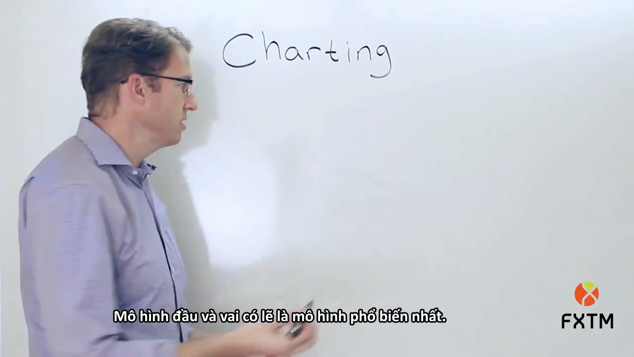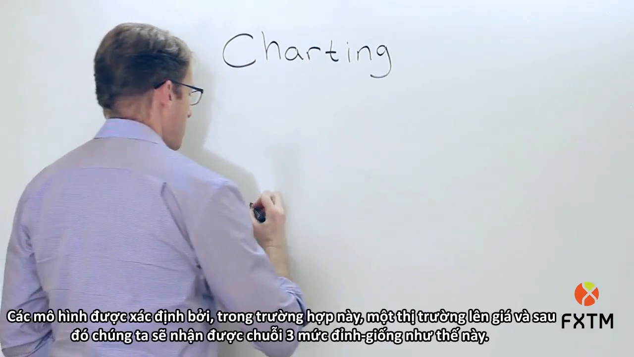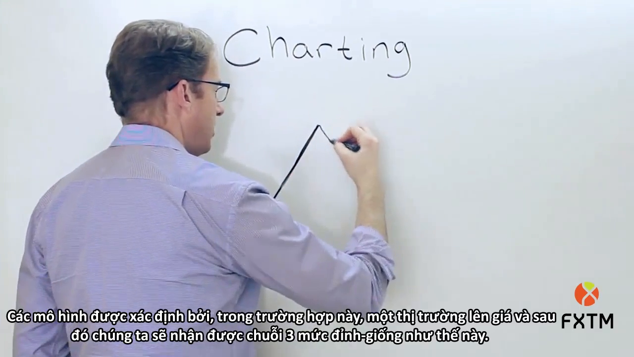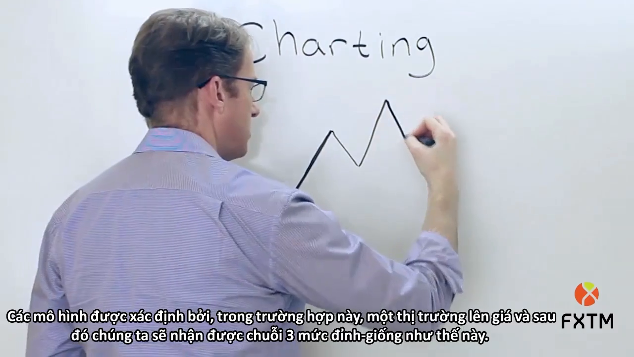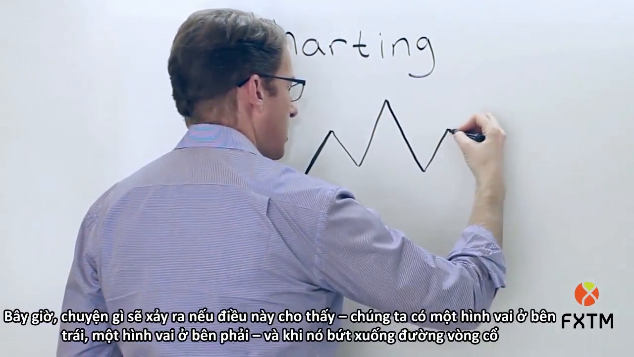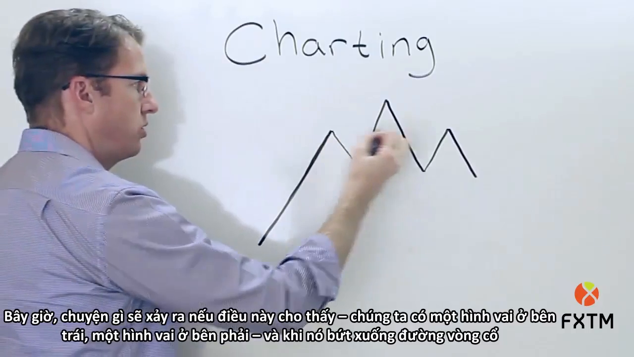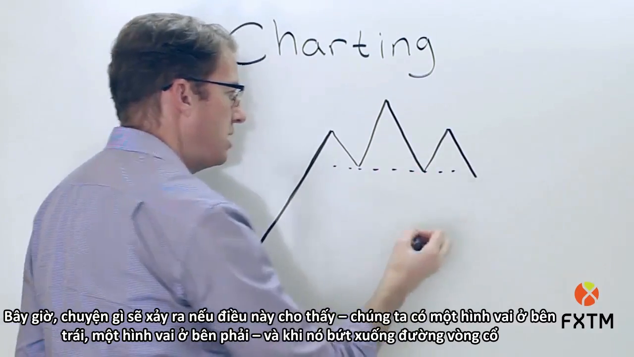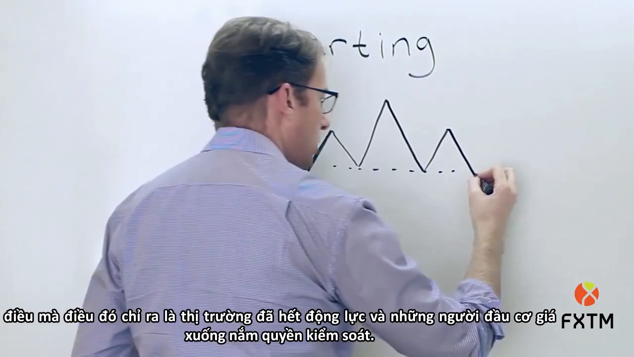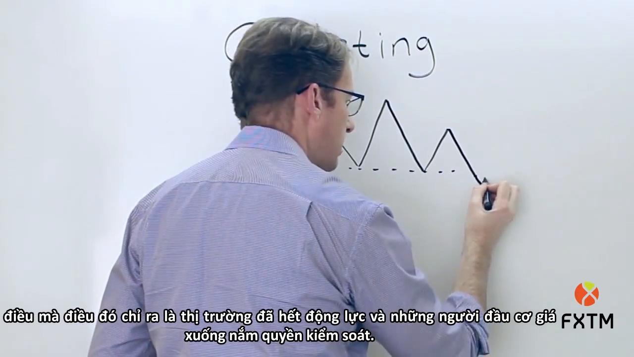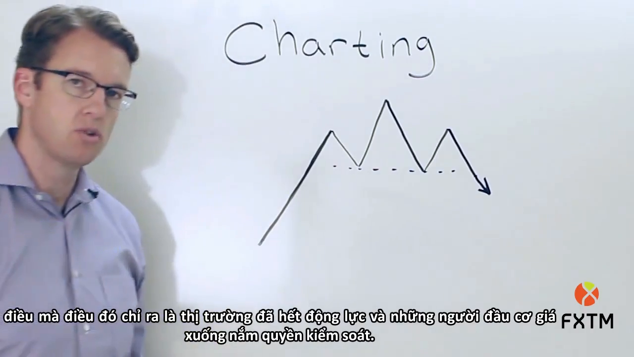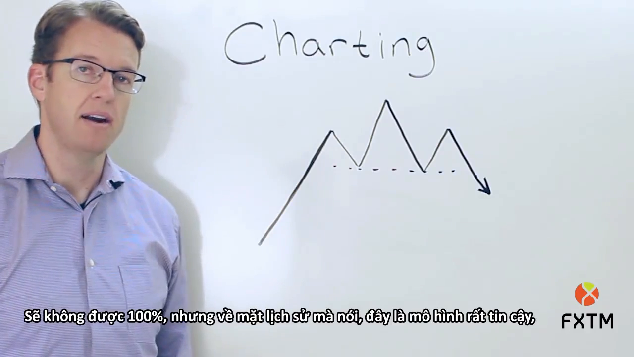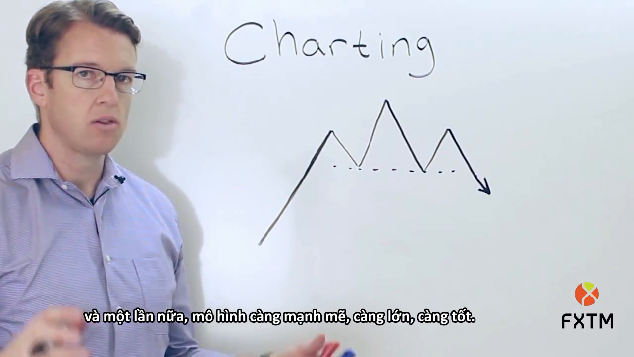The head and shoulders pattern is probably the most common. The pattern is identified by, in this case, a rising market, and then we get a series of 3 peaks. So just like this. We have a shoulder on the left, a shoulder on the right, and a head here in the middle. And when it breaks below the neckline, what that's indicating is that the market has run out of steam and that bears are able to take control. Now, it's not going to be 100%, but historically speaking, this is a very reliable pattern. And again, the more dramatic, the larger, the better.